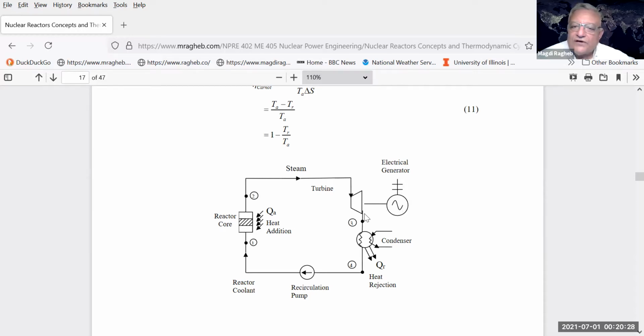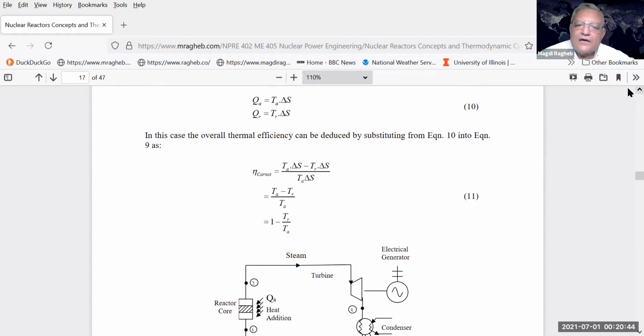We have to close the cycle by taking the steam out of the turbine and condensing it back into fluid, and using a pump to recirculate it into the reactor core. So that is what we call a condenser. It could use cooling towers or a body of water like a lake.